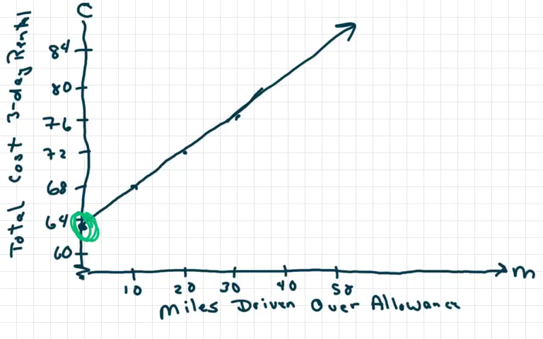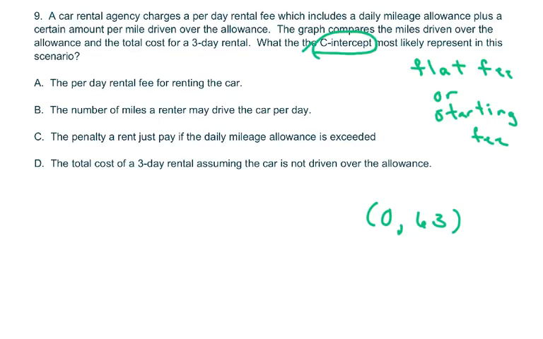The graph on the test is a little easier to see. That indicates that driving 0 miles over the allowance, or not driving over the allowance, results in a cost of $63. So basically, that is D, the total cost of a 3-day rental, assuming the car is not driven over the allowance.